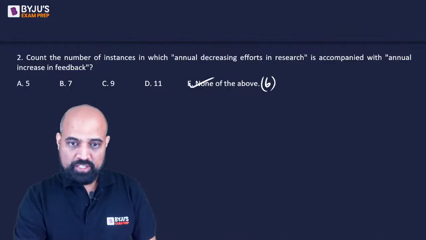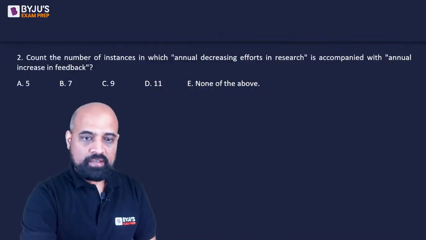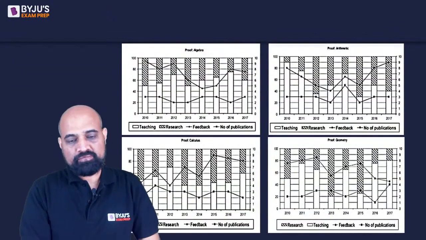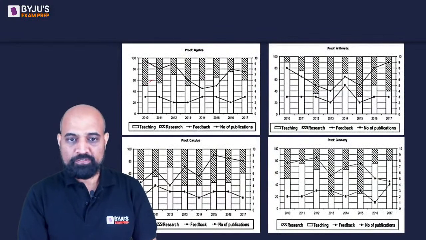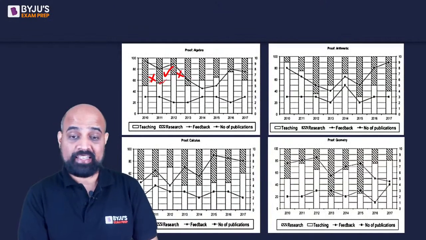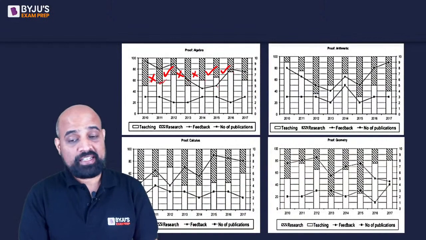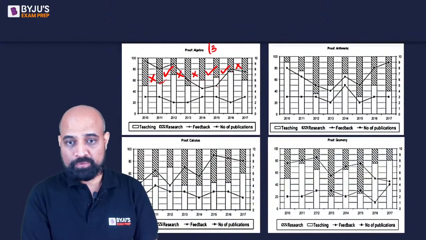तो मेरे को क्या चाहिए? Annual decreasing efforts in research, annual increase in feedback. ठीक है. So this is a decrease in effort, but feedback is also decreasing, so can't take this. Here effort is decreasing and increase in feedback. Here effort has increased, here effort has decreased, but the feedback has decreased, can't take this. Here effort has decreased, feedback has increased. Here effort has decreased, feedback has increased. Here effort has increased, feedback has decreased. So we have 3 from algebra.